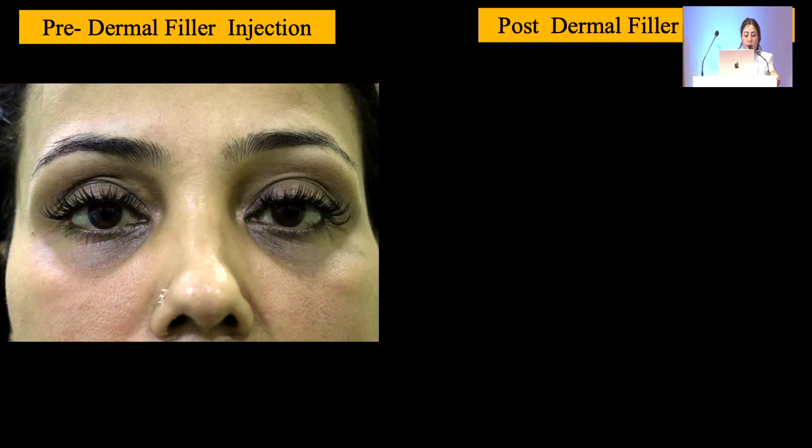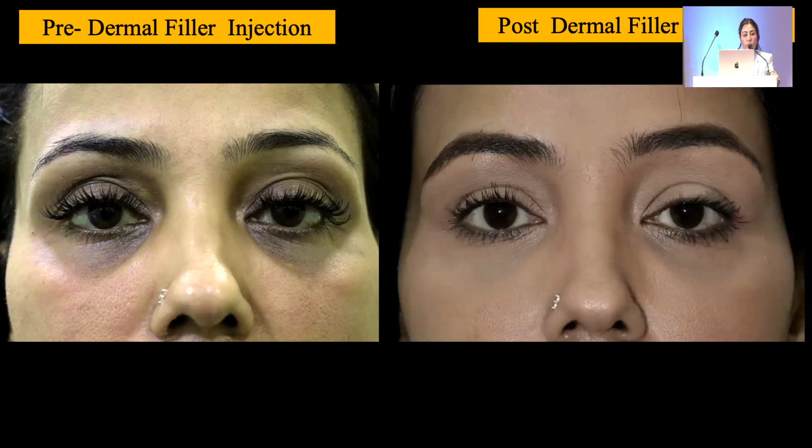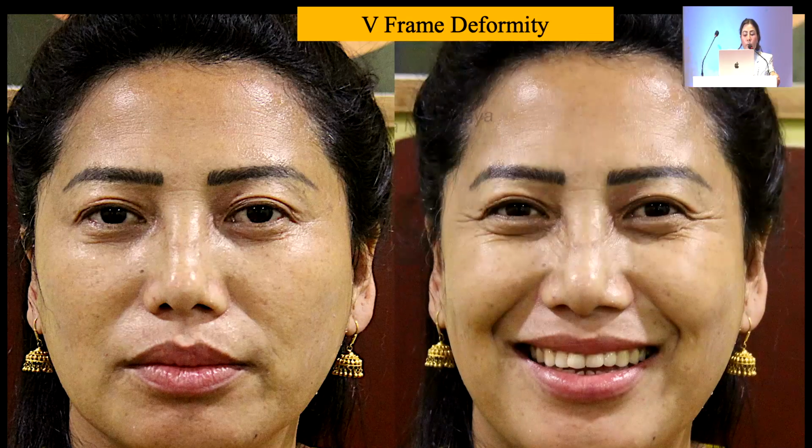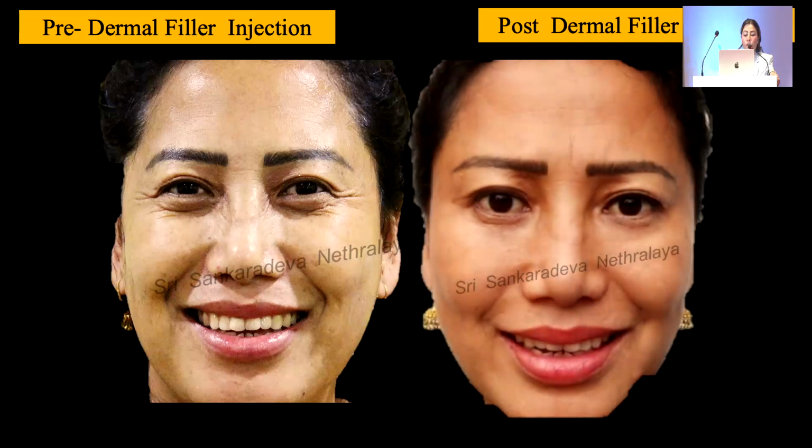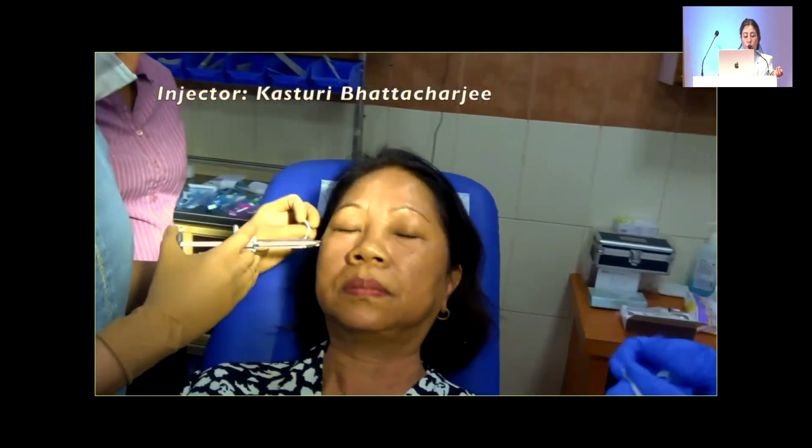In the same way, you can use a cannula or a needle, and we see definite changes before and after the procedure following the dermal filler injection. This gives a much more rejuvenated look, as you can see here, before and after the procedure. Even in the animation, you can see that the unhealthy or aging skin is not seen. This is a lady who has a very prominent V-frame deformity.